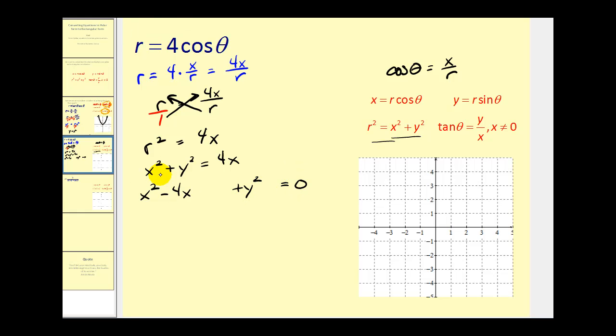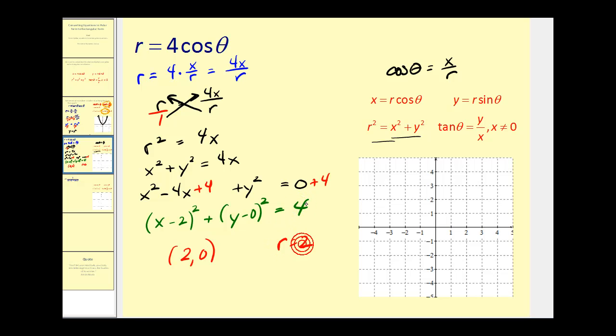So if we complete the square on the x part, we'll know where the center of the circle is, and we'll also be able to figure out what the radius will be. So we'll take half of -4 and then square it. That'll give us plus 4 on both sides. So now we have a perfect square trinomial. We'd have x minus 2 squared plus, I'm going to go ahead and write this as y minus 0 squared to help us. It's equal to 4. So we have a circle where the center is 2, 0, and the radius would be equal to 2, since this is r squared.